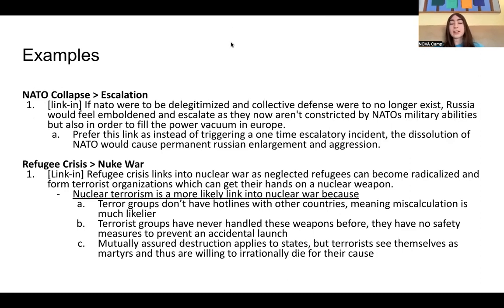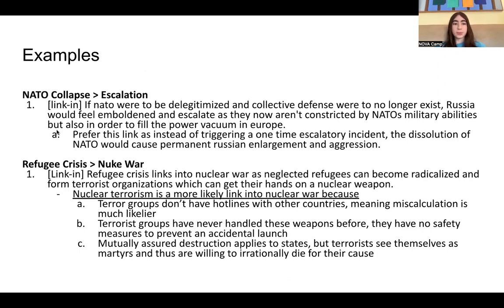How to make this comparative is you do weighing. You say, prefer this link, because instead of triggering a one-time escalatory incident, which is what the escalation argument is saying, if you have the dissolution of NATO, it causes permanent Russian enlargement. Russia doesn't just escalate once as a retaliatory response. Now they are filling a power vacuum. Now they are always going to be aggressive. Now they are always going to be escalated, because not only are they not constrained by NATO, but they are also emboldened to fill a power vacuum.